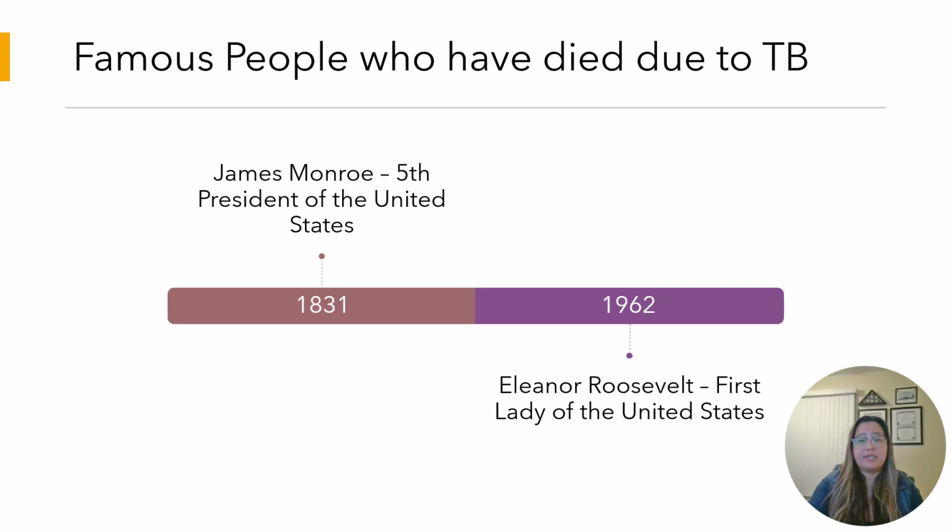Famous people who died due to TB, or tuberculosis. On July 4, 1831, James Monroe died at age 73 from heart failure and tuberculosis. And in 1960, Eleanor Roosevelt was diagnosed with aplastic anemia, and in 1962, she was given steroids, which activated a dormant case of tuberculosis in her bone marrow, and she died at age 78.